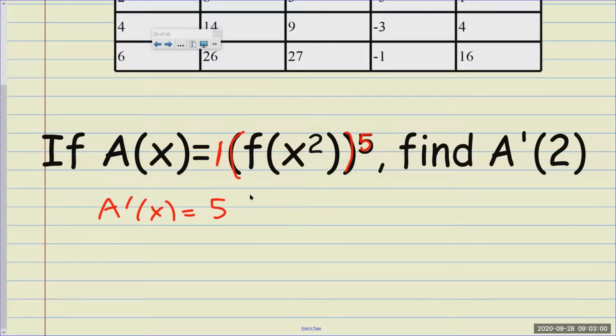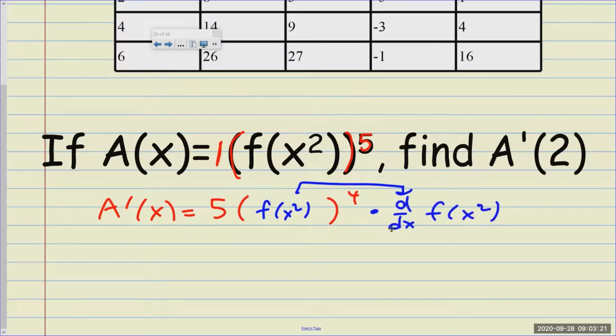This is the inside. Leave the inside alone, bring the power down by 1. Okay, so here's the inside, f of x squared, that's the inside. Bring the power down by 1, but don't forget to multiply by what? The derivative of the inside. Now this is a little tricky. The derivative of the inside, I'm not going to multiply it yet, I'm just going to put it here. What if I asked, what's the derivative of f? Could you give me that? Isn't it f prime? Okay, but a little bit trickier. What is the derivative of x squared?